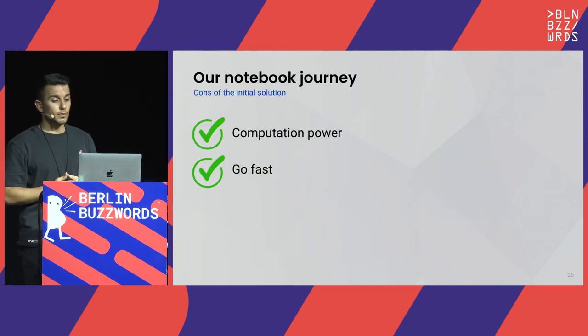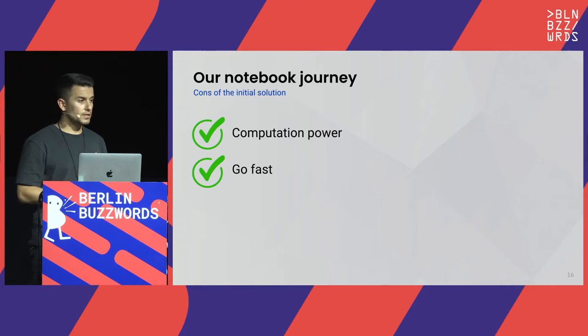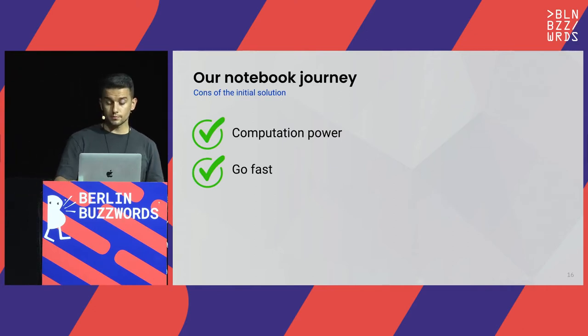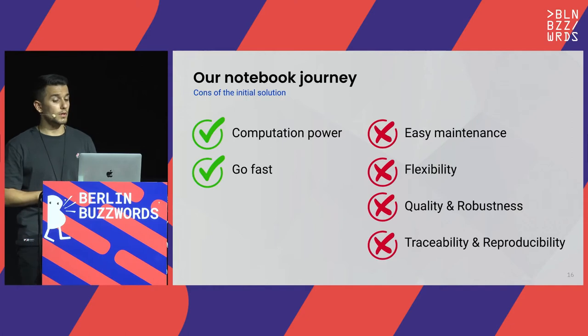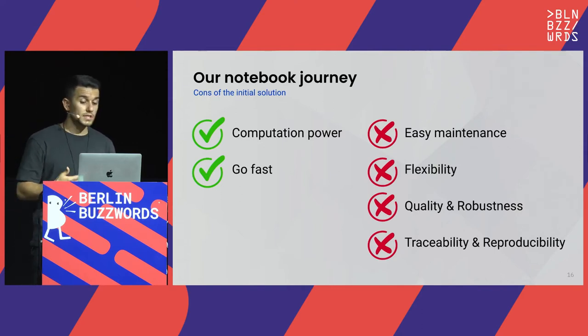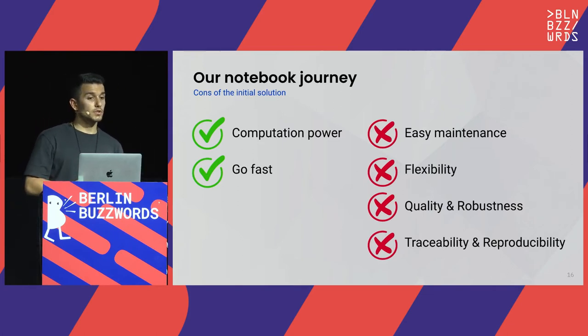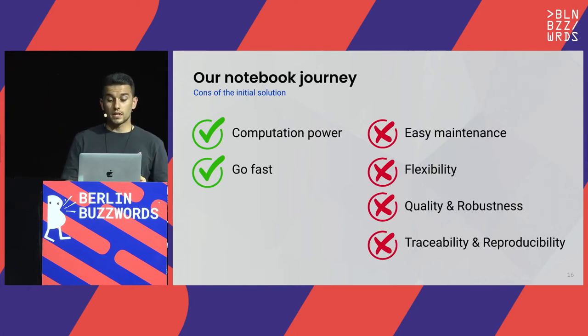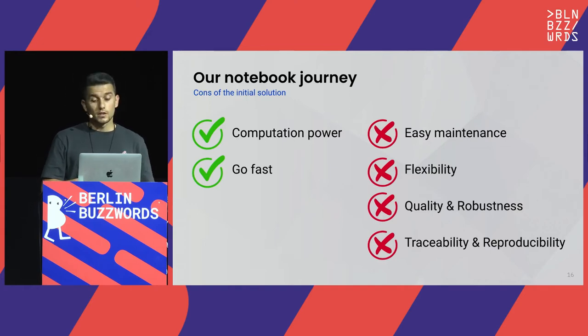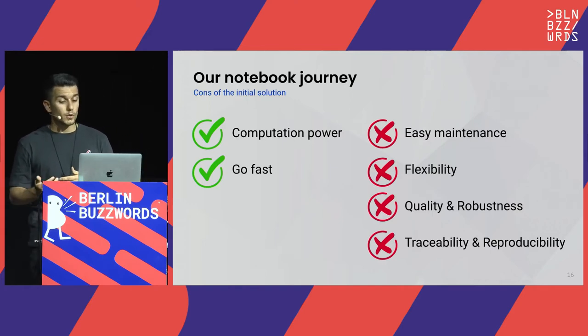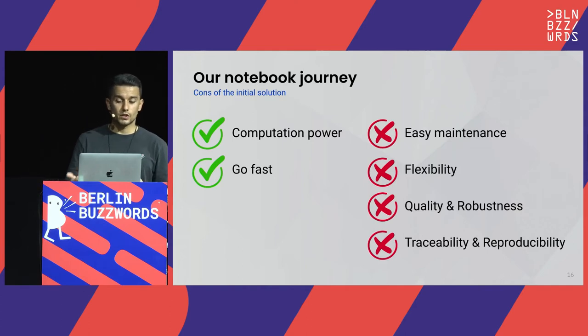However, even if we had computational power and could go fast, there were obviously some drawbacks. First, maintenance was not easy because we had to upgrade and update those machines by ourselves, and you need some skill to do it. Plus, there was a lack of flexibility because with those machines, we had fixed resources. Most of the time, we needed less. Sometimes we needed more, but in the end, we paid too much for that.